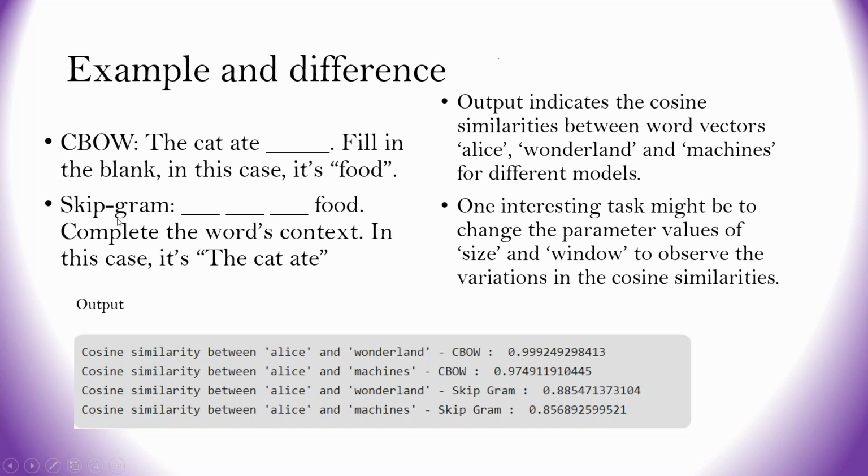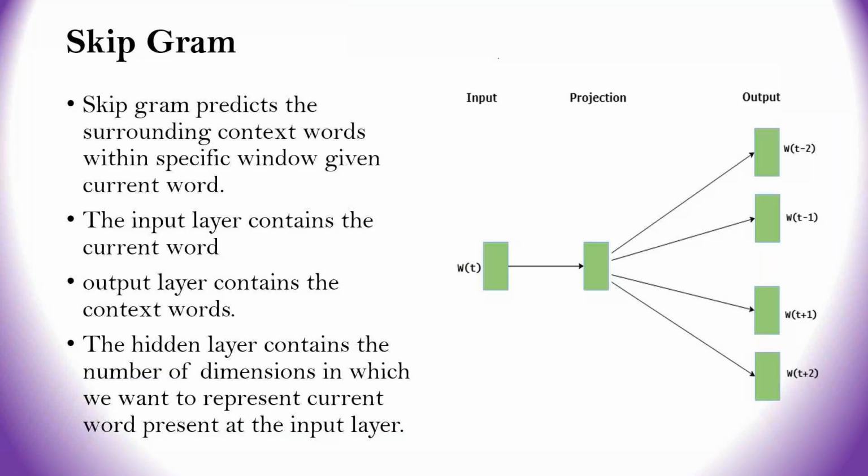What skipgram does is, as I said, it's an inverse process of CBOW, where the input is going to be predicted, but the output is given. So it completes the word's context. In this case, it is the cat ate. There are three words which are predicted by skipgram.